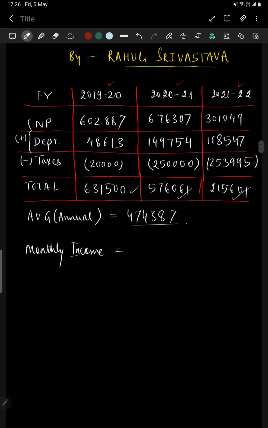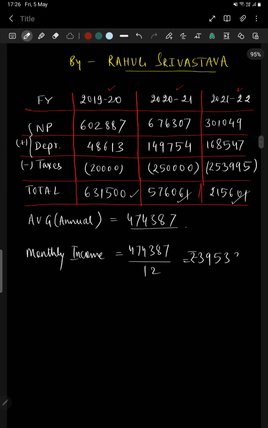Now to calculate the monthly income we will simply divide this 4,74,387 by 12. Once we have divided it by 12, the amount we will get is rupees 39,532, which means that this is his monthly income. अब ये हमारा monthly income निकल गया, which is 39,532, right?